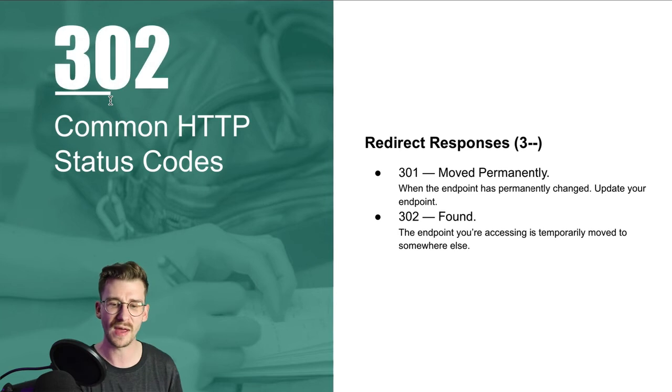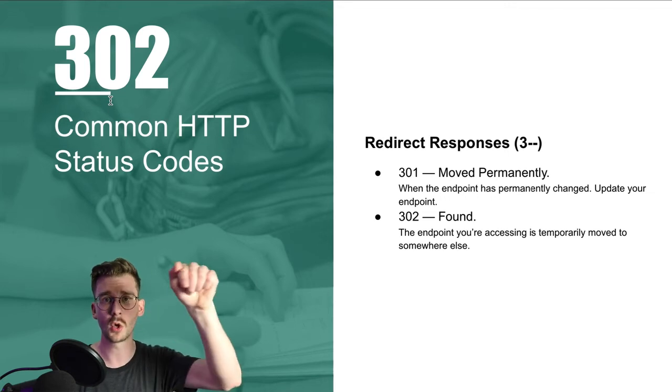And a 302 is found. That means the endpoint that you're accessing is temporarily moved to somewhere else. So it does exist, but it's sort of like when you're driving somewhere and there's a lot of construction and the road is actually closed. So you sort of have to just go around.